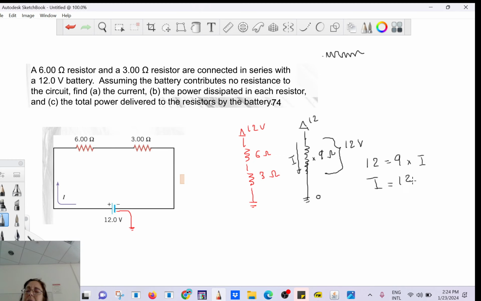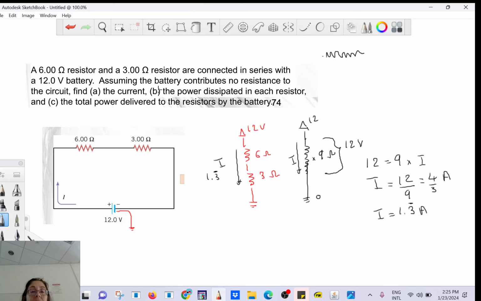And what do you get? 4/3 amps. Yes? Which is 1.33333. So then you go one step before, and now you know that will be the current. So the current will be 1.33333 repeating amps. The current here we know will be 1.3333333.